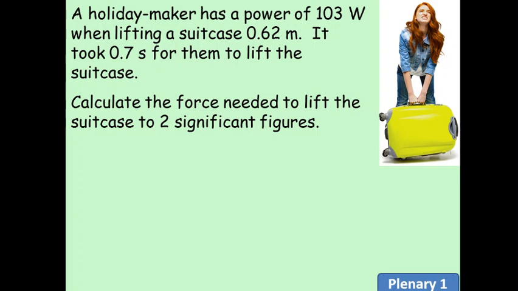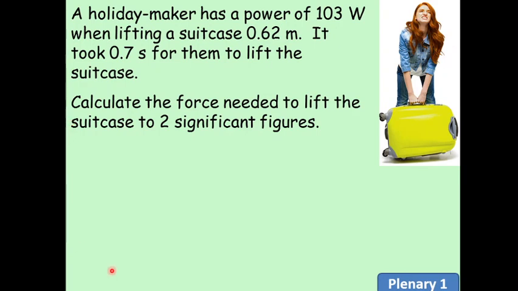Okay, so here's another question that uses both the power and the work done equation. So again, you can pause the video, have a go at this and see if you can work out the force needed to lift this suitcase. And I want you to give your answer to two significant figures. So have a look at the information and have a go.